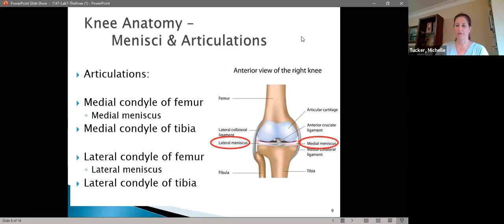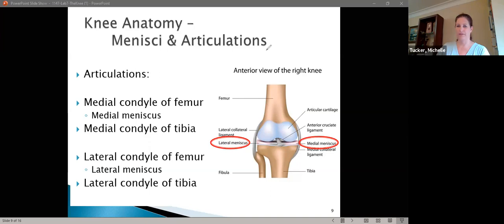You also need to know the sets of articulations. We have 3 articulations. The first one is, if you go to the tibia, which is that medial bone, the medial condyle of the femur, then we have our medial meniscus, and then we have the medial condyle of the tibia. The second articulation is the lateral condyle of the femur to the lateral meniscus to the lateral condyle of the tibia.